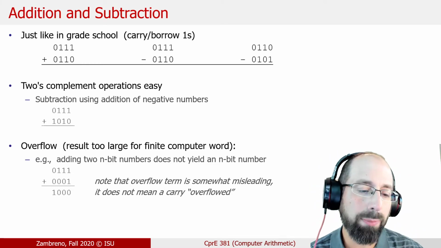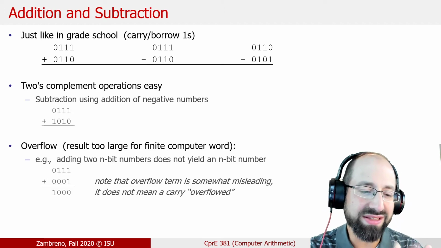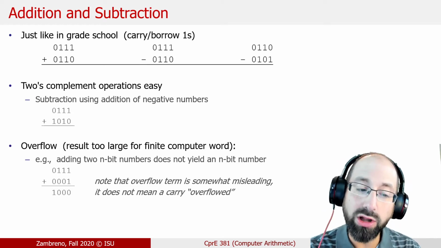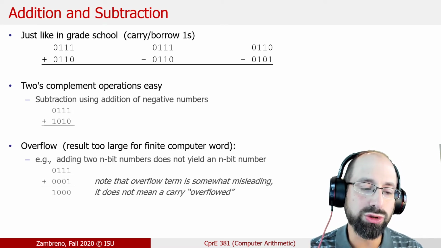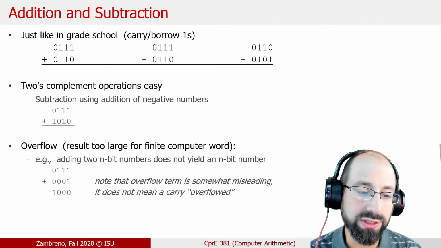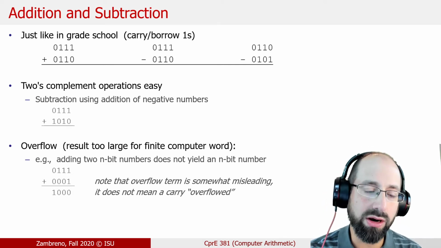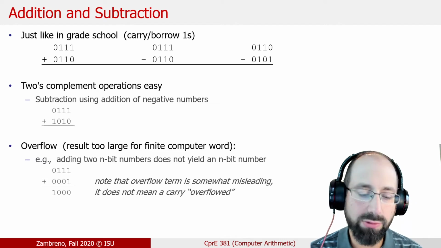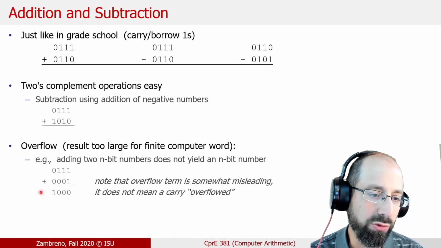But the two's complement representation allows the very basic kind of bit serial approach that I think most of us would have learned in elementary school to apply directly to building circuits to do addition and subtraction, with carrying and borrowing of the one. So I won't go through this example and show what the math works out to be.